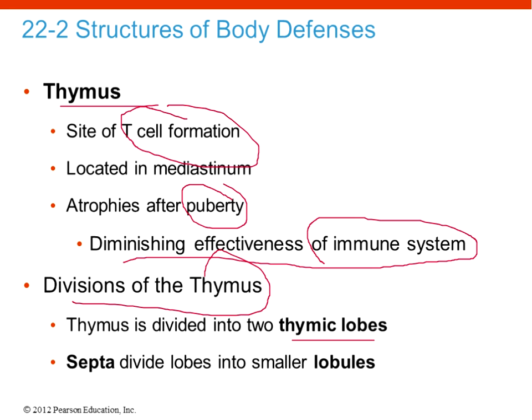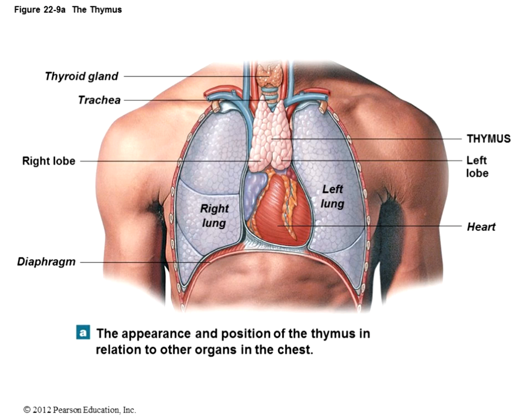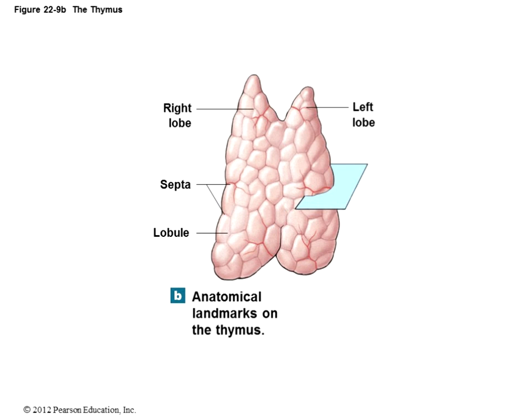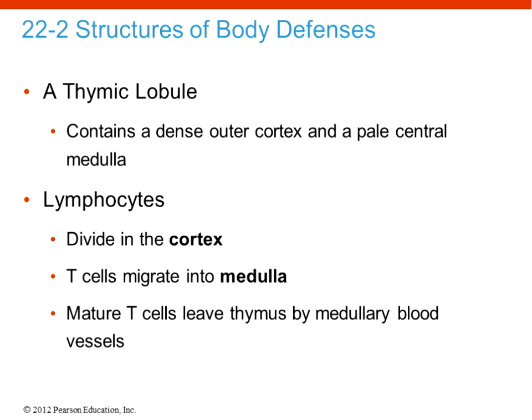Okay? The thymus is divided into two thymic lobes. You can see the thymus right here, located in the mediastinum. There are the two lobes, right and left lobe. Different lobules make up the tissue of the thymus.